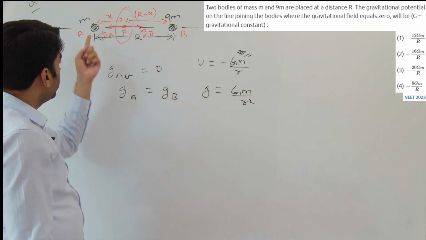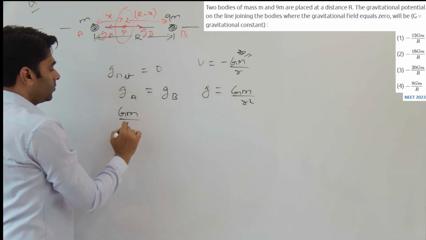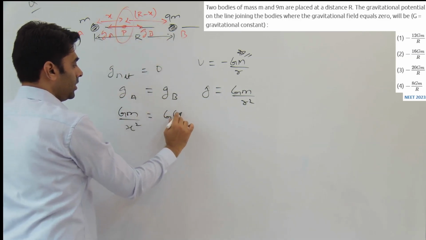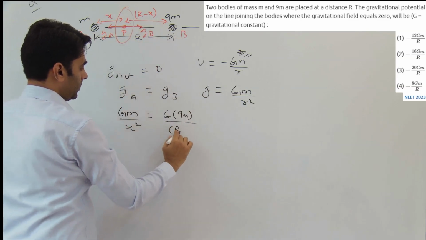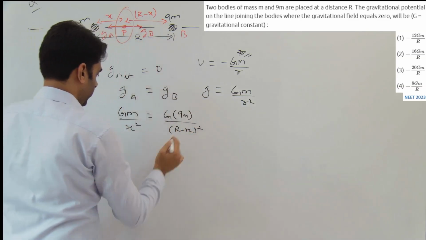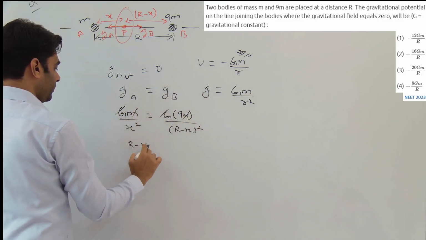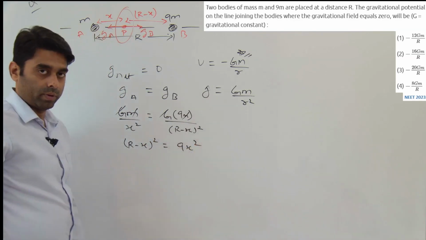Now let us write down, due to mass A, it will be beta Gm by x square. This is equal to the field due to 9m. So G 9m by how much is the distance? R minus x whole square. Fine. G cancels, m cancels. We are getting here R minus x whole square is equal to 9x square, right?